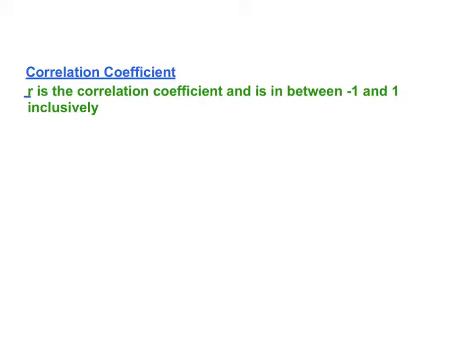It's the letter R. It's the correlation coefficient, and it's always going to be between -1 and 1 inclusively, which means it can equal -1 and it can equal 1. But that correlation coefficient is in between there inclusively. So you can't ever get an R that's bigger than 1. You can't ever get an R that's less than -1. It will always be in that range. Okay.